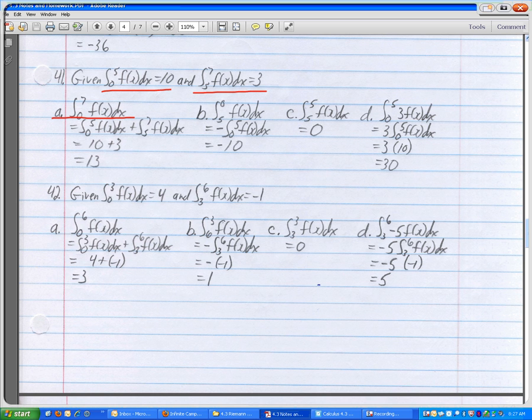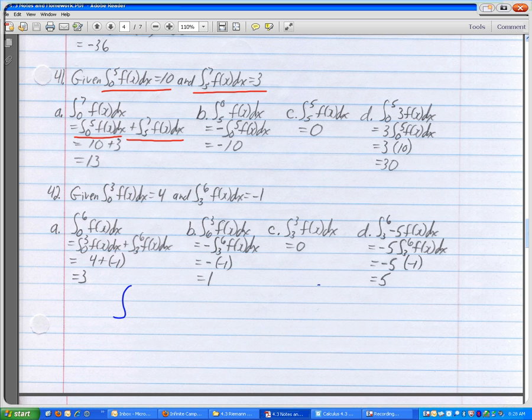According to our properties of integrals, if I have the integral from 0 to 7 of f of x dx, I can rewrite it in parts. I can make it the integral from 0 to 5 of f of x dx plus the integral from 5 to 7 of f of x dx. Now let me stop for a minute. That's not the only way I can divide it up.